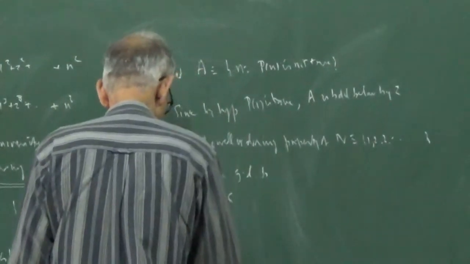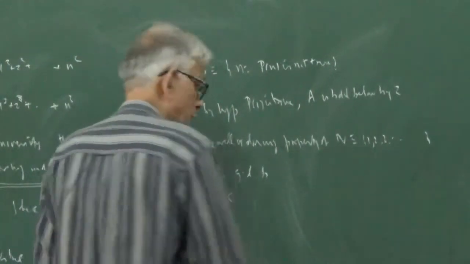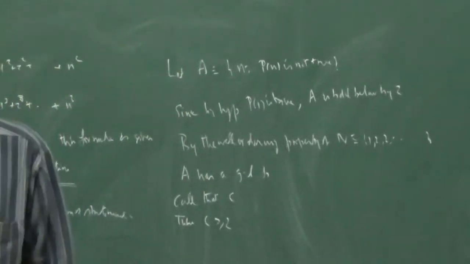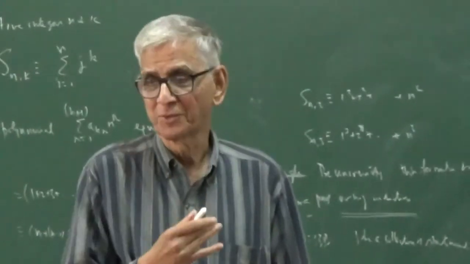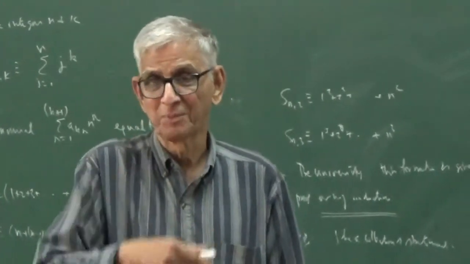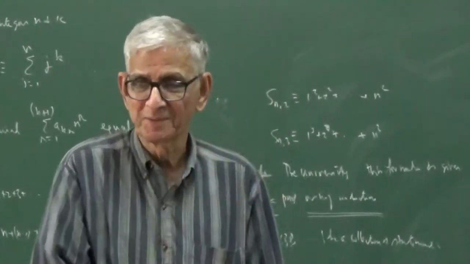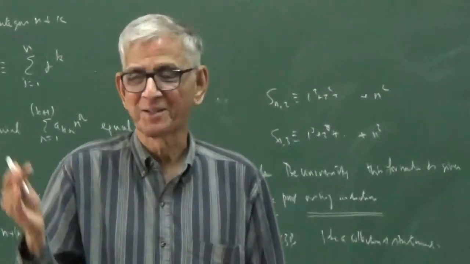Then C has to be greater than or equal to 2. But then C minus 1 is not in A. P of C minus 1 holds, but then by the principle of induction, if P of C minus 1 holds, P of C holds. So that's a contradiction.